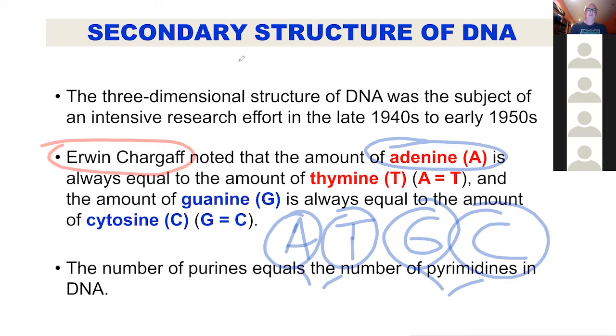And so the number of purines always equals the number of pyrimidines. T and C are your pyrimidines, A and G are your purines. And so A plus G is always going to equal C plus T. So that was known too. No matter what cell you looked at, no matter what organism you looked at, those relationships always stood up. And so that was difficult to understand.